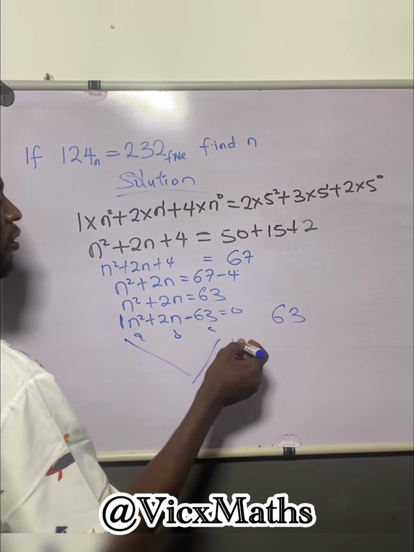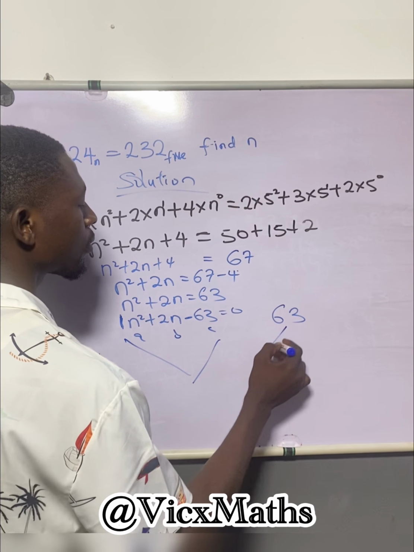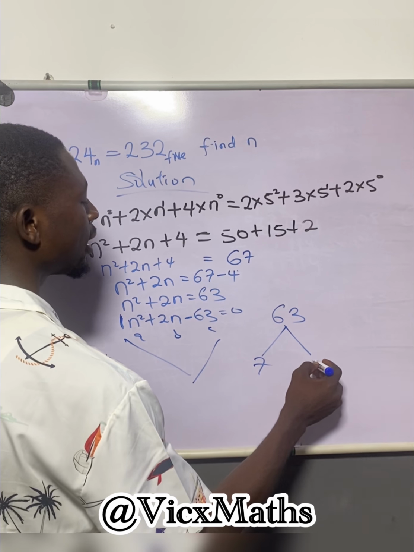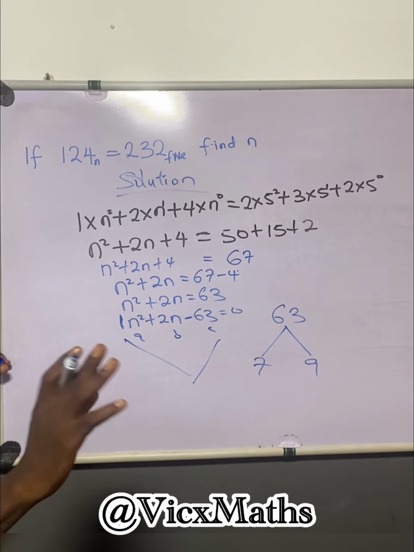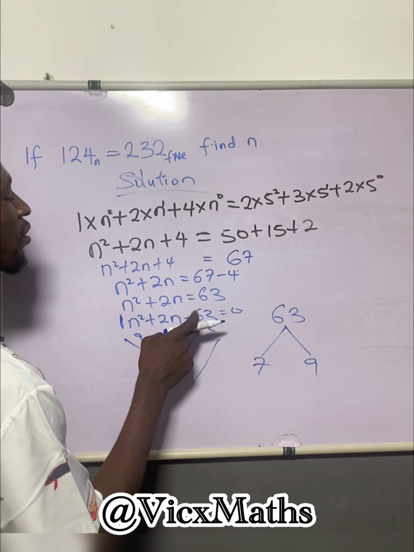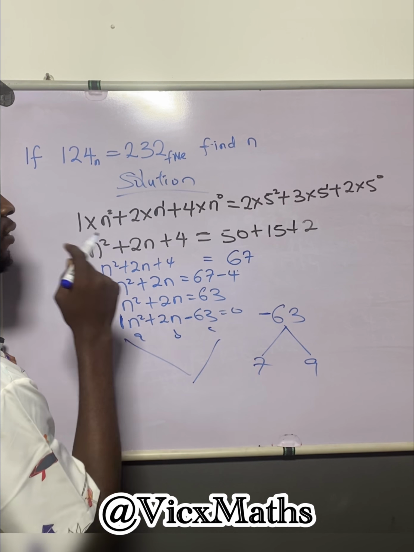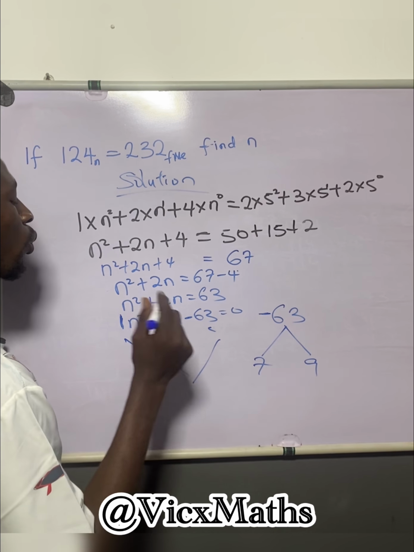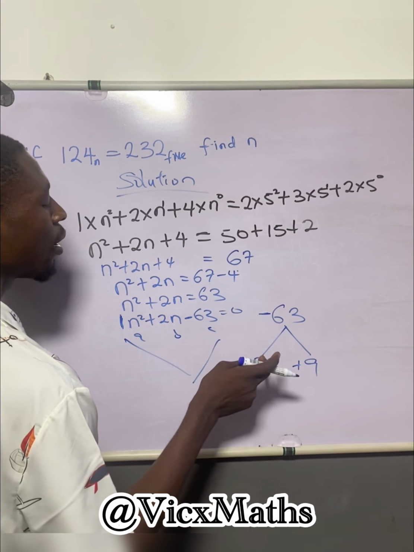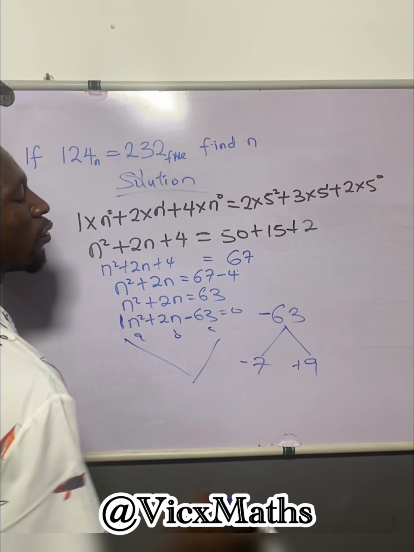Now let's look at cofactors of 63. We have 7 and 9, and these can give us 2. An interesting thing to know: you are looking for numbers that when multiplied give you minus 63, so you go with the sign, but when summed give you plus 2. What is that? Minus 7 and plus 9. Minus 7 times 9 will give us minus 63, and minus 7 plus 9 will give us plus 2.